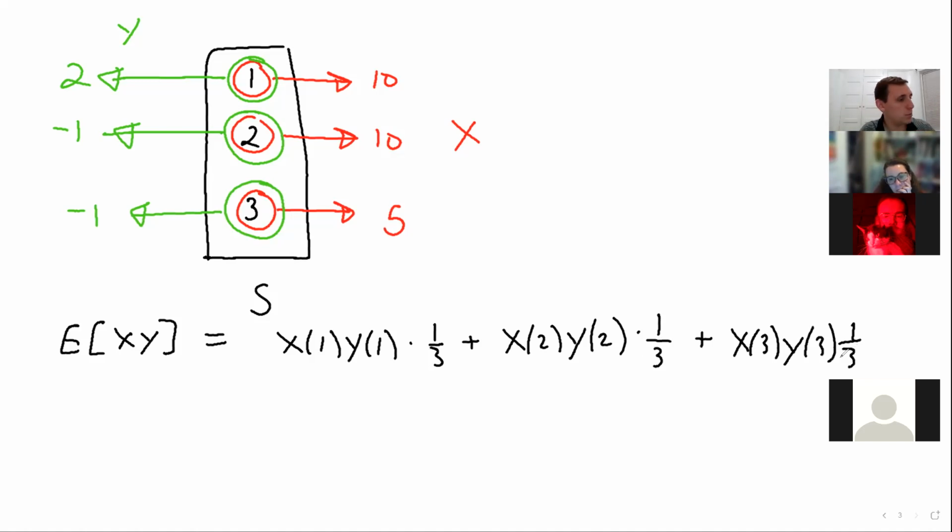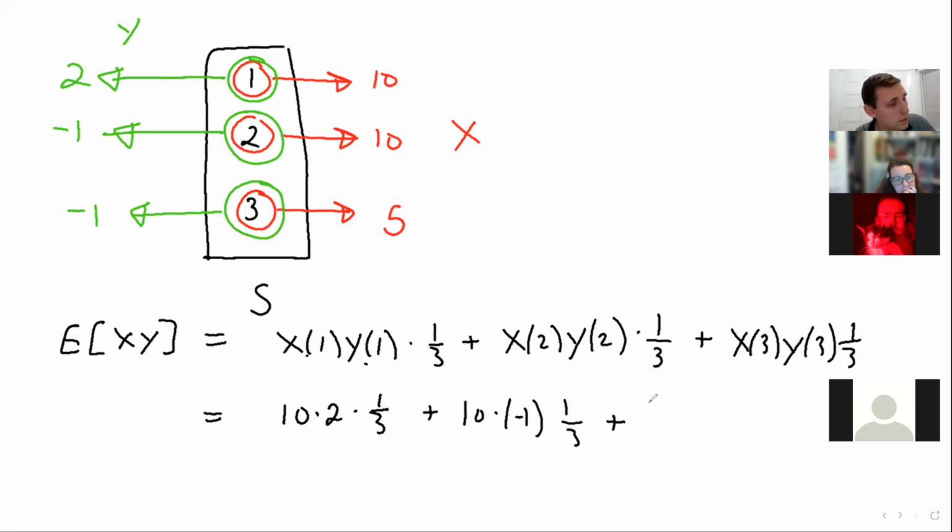And that's what this product means. And what is x1 times y1? x1 times y1 is 10 times 2, right? So it's 10 times 2 times 1/3, plus x2 times y2, which is 10 times -1 times 1/3, plus the last one, x3 times y3, which is just 5 times -1 times 1/3. Yes.